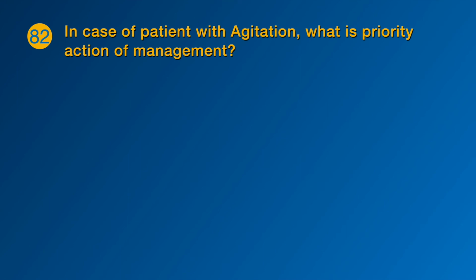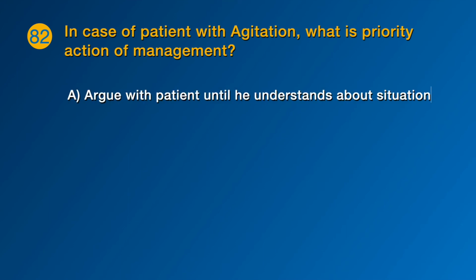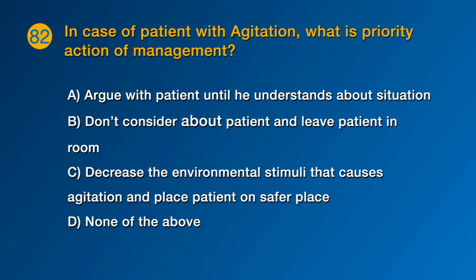Next question is, in case of patient with agitation, what is priority action of management? Options are argue with patient until he understand about situation, don't consider about patient and leave patient in room, decrease the environmental stimuli that causes agitation and place patient on safer place, none of the above. So answer is C. Decrease the environmental stimuli that causes agitation and place the patient on safer place.